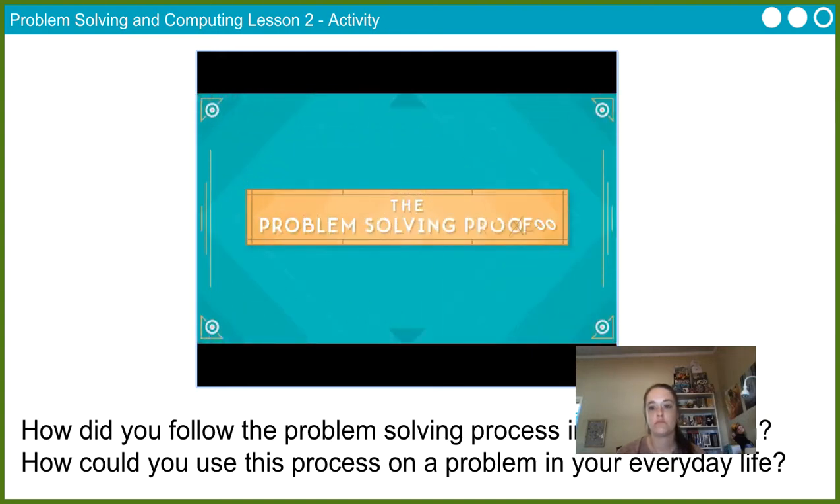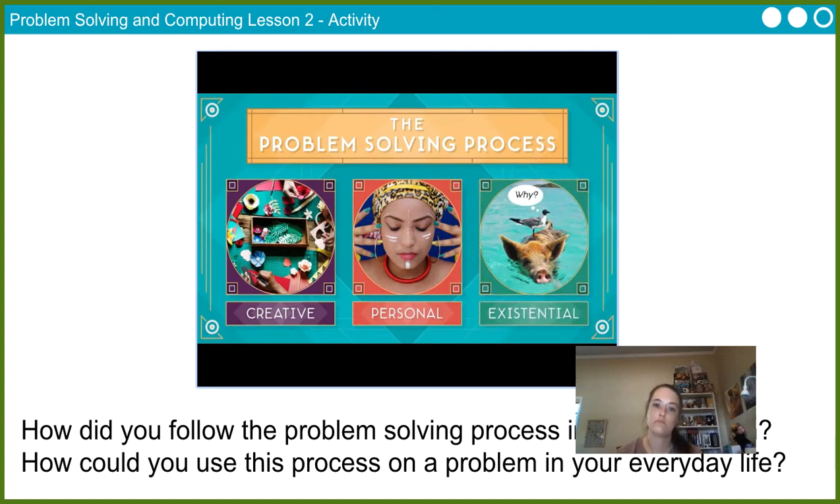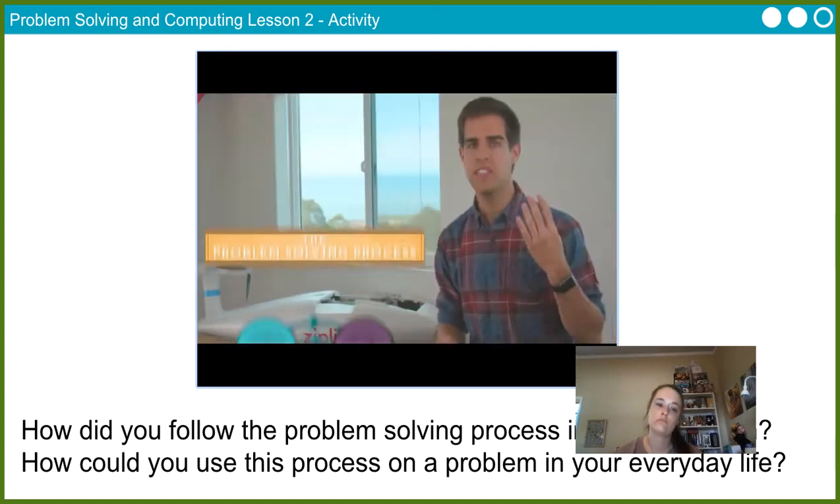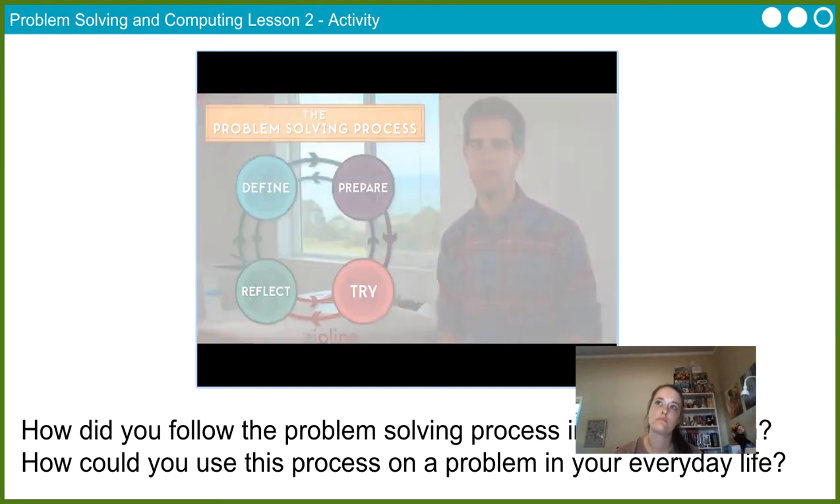The problem-solving process works in all kinds of areas: creative, personal, existential, you name it. By using these 4 steps, you can figure out a process to make anything work.